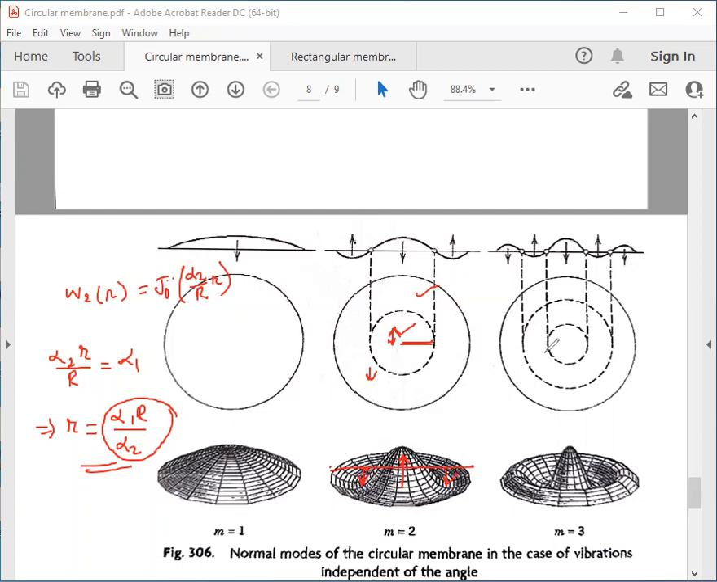So m equal to 3 has 2 nodal lines. M equal to 2 has 1 nodal line. In general, the solution UM has m minus 1 nodal lines. So when m equal to 3, we have 2 nodal lines, 1 nodal line here, another nodal line here, and for UM we have m minus 1 nodal lines, and these nodal lines are nothing but circles.